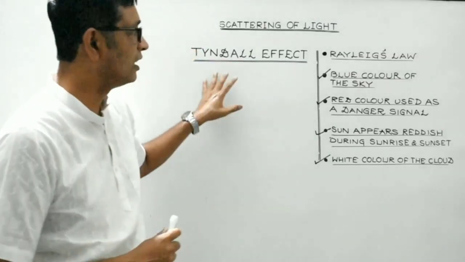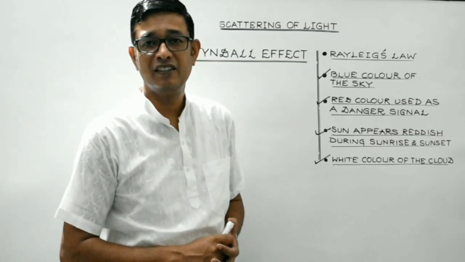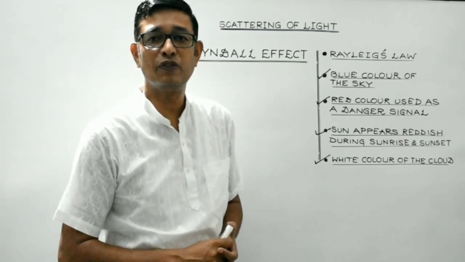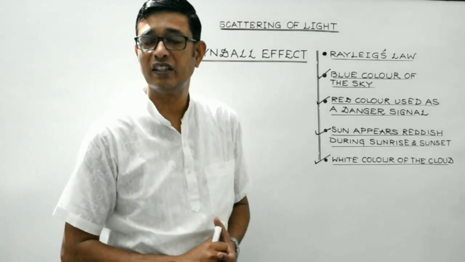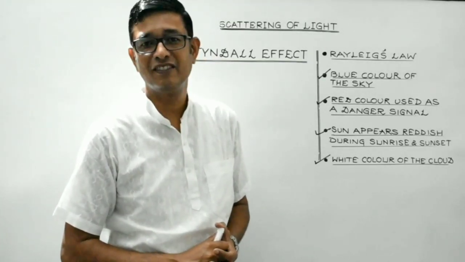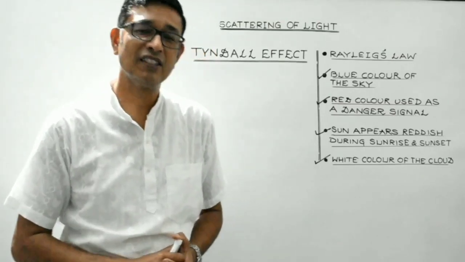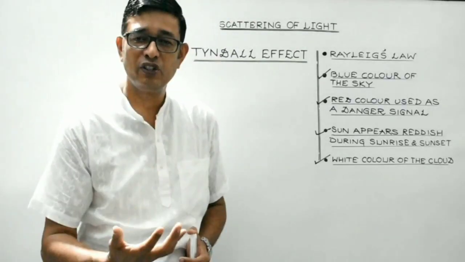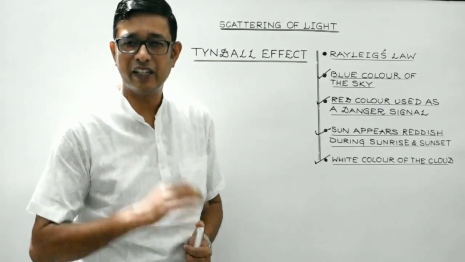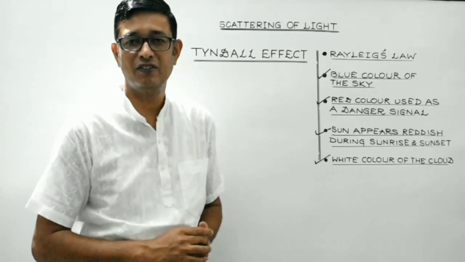So with the help of Tyndall effect also, we can easily explain the blue color of the sky, then the appearance of reddish or orange sun during sunset or sunrise, right? So students, I hope you have enjoyed this particular session. So please watch this video again and again till you understand each and every minute concept, right?